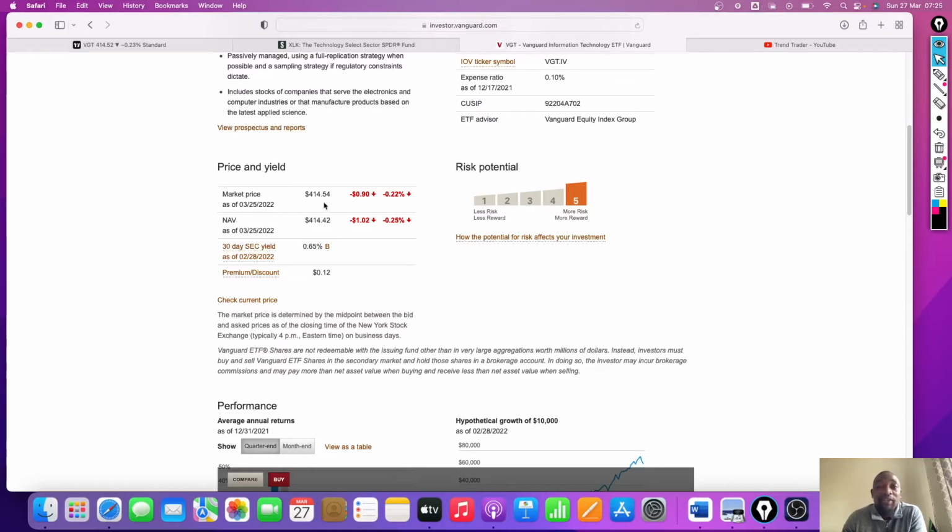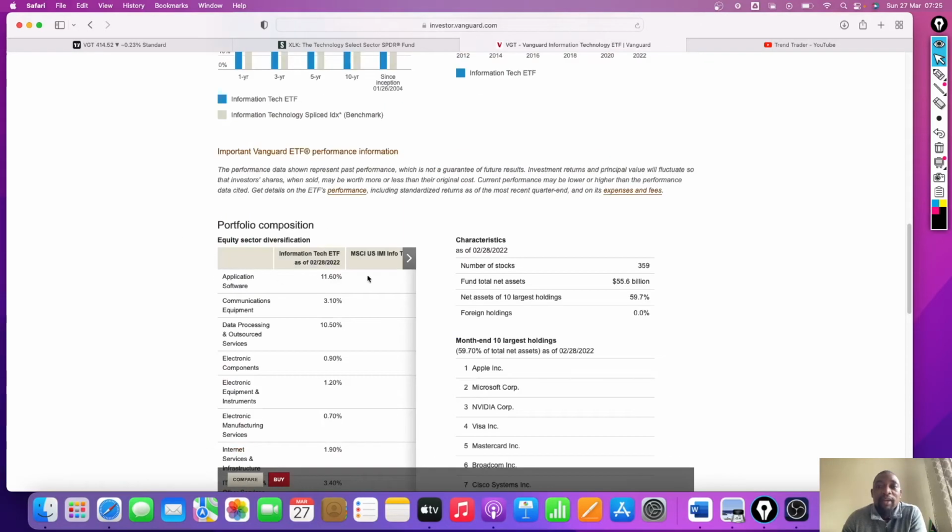But in this case, VGT has a net asset value of about 414 US dollars. So the net asset value is almost 2 times the value of XLK. But remember, this one has more companies. It has about 359 companies compared to the 70 something or so of the XLK. And then the assets under management are 55.6 billion. It's a bit bigger compared to XLK.